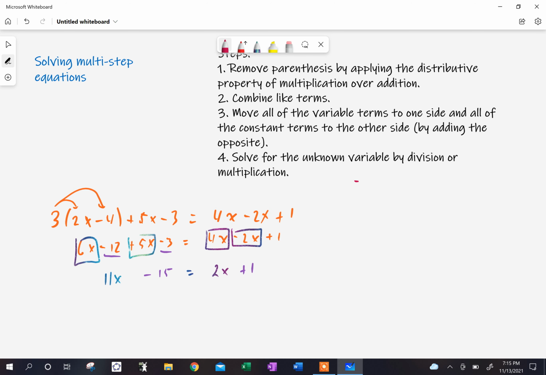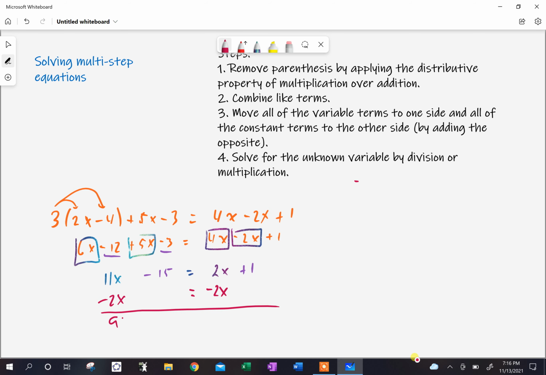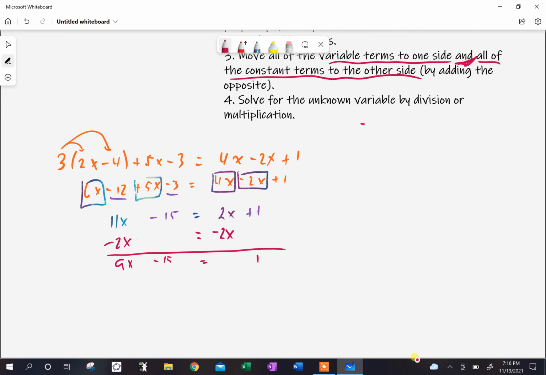Then my third step says move all the variable terms to one side by adding the opposite. So I'm going to subtract 2x here, and subtract 2x here. And when I do that, I'm left with 9x minus 15 is equal to 1. But it also says move all the variable terms to one side and all of the constant terms to the other side. So I'm going to have to move this negative 15 over, so I'm going to add 15. So I get 9x equals 16.